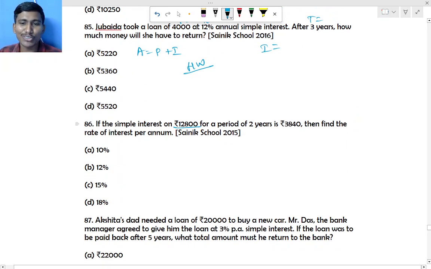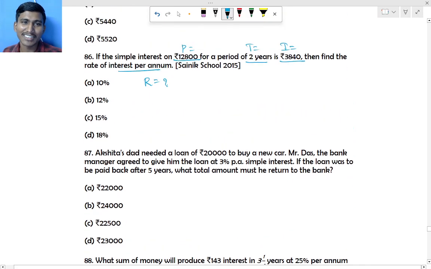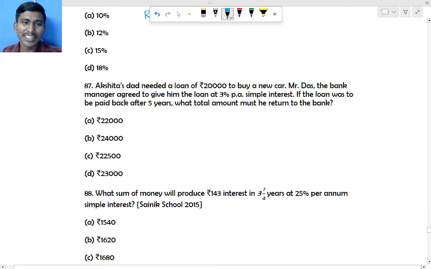Simple interest on 12,000 for a period of 2 years is 3,800. Find the interest per annum. You have to find the rate of interest. Principal is given, time is given, and the interest, 3,800, is given. Will you do the rate of interest? Find it? Okay, very good.